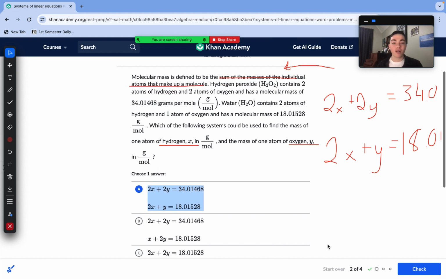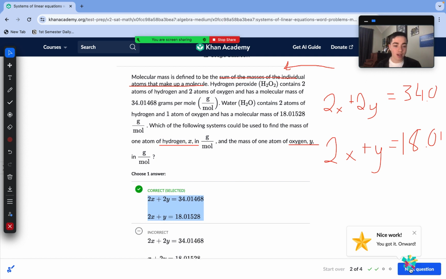So even though there's a lot of grams per mole, a lot of units, some chemistry terms, molecular mass, we just need to spot out those key words. Sum means we're going to be adding using that addition operation. Then just keep hydrogen peroxide numbers within that first equation, and then our water numbers within that second equation, and you will be all good for questions like these.